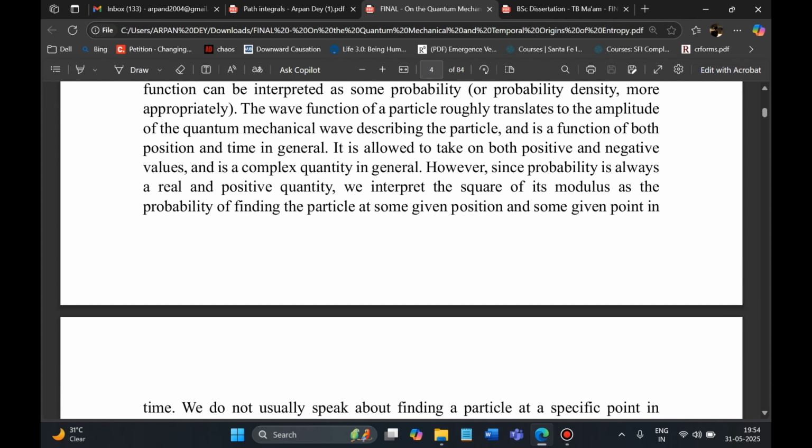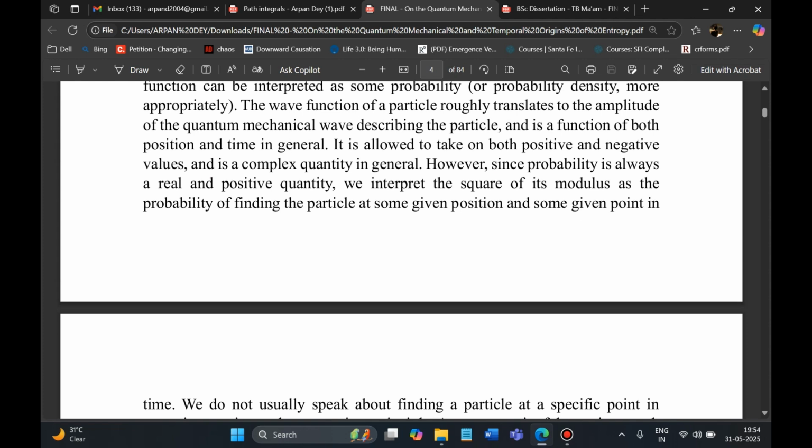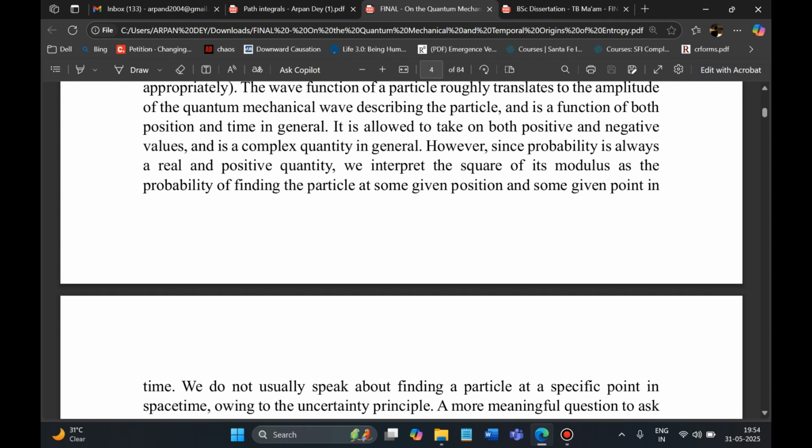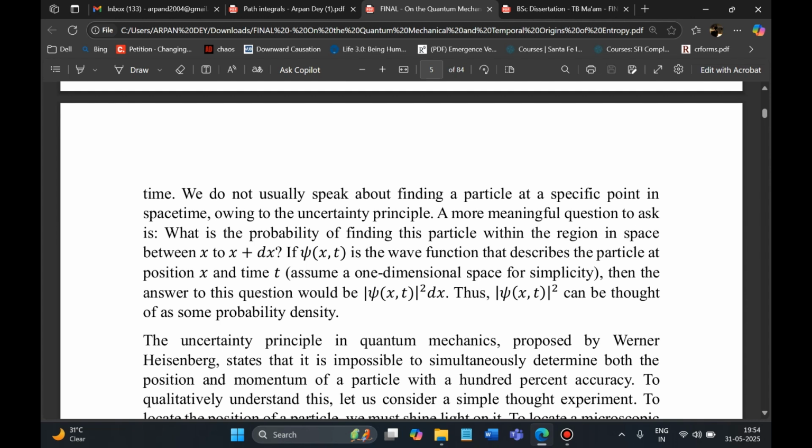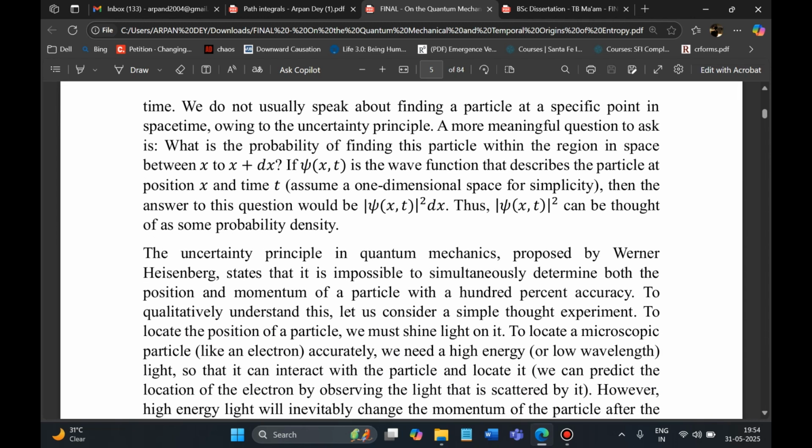But since probability is always a real and positive quantity, a real physical probability, it must lie between 0 and 1, right? So that's why we interpret the square of the modulus as the probability of finding the particle at some given position at some given point in time. Now we do not usually speak about finding a particle at a specific point in space-time because it's not possible to exactly pinpoint a precise location due to the uncertainty principle.